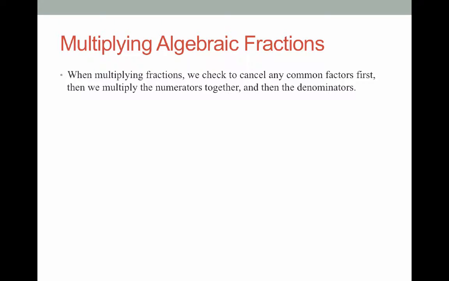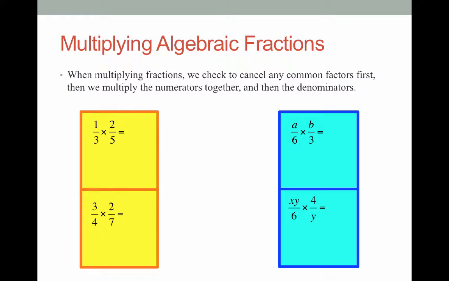When we multiply fractions in general, we first need to check if there is a common factor, and then we can multiply the numerators together and then the denominators. So let's look at 4 examples here. We're going to start with the yellow side first and then go into the blue. The yellow side are numerical fractions. These are fractions that you would have done in year 7, and we're just going to remind ourselves how we would go about doing it.